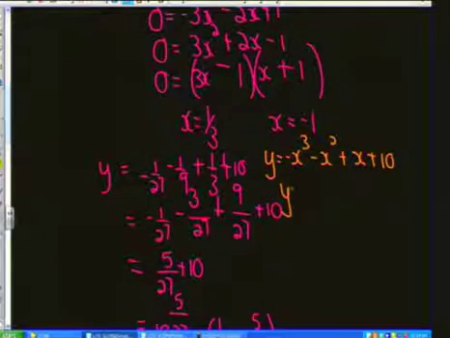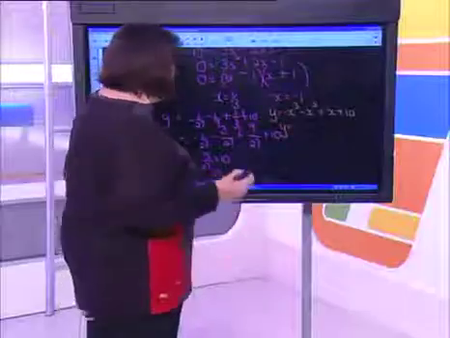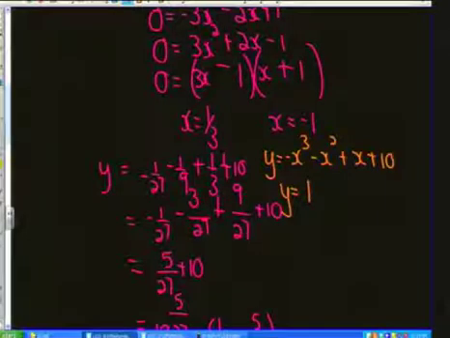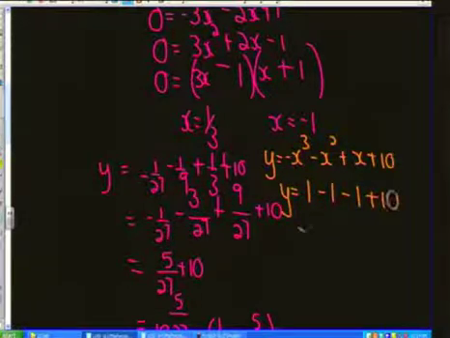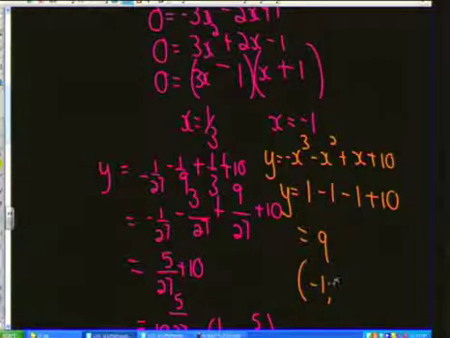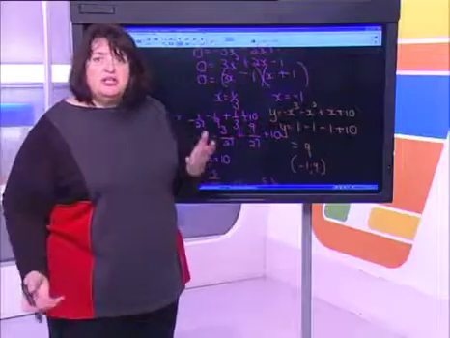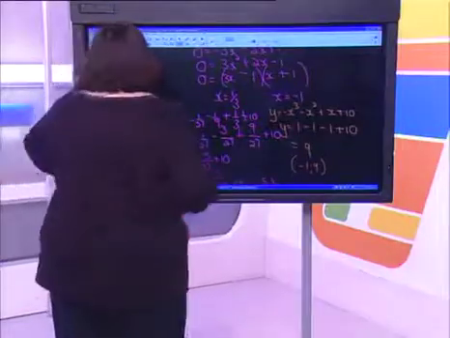And if we do, y is equal to minus 1 cubed is minus 1 times the negative is going to be a plus 1. This is going to be a minus 1. That's a minus 1, and that's a plus 10. And if I add that up, I'm going to get 9. And so my coordinate is minus 1, 9. Now, I'm pretty sure the next question is probably going to be to draw it. So let's go and draw it.